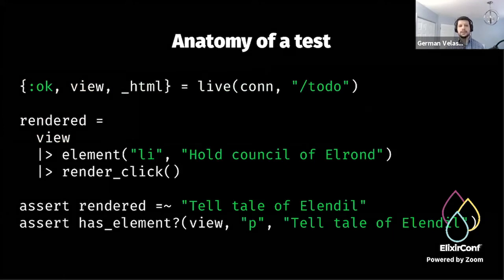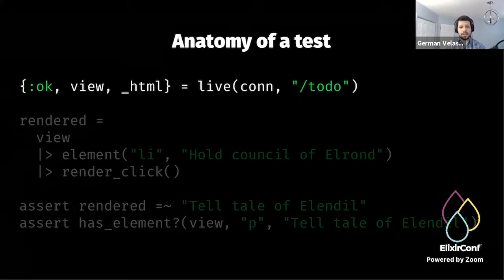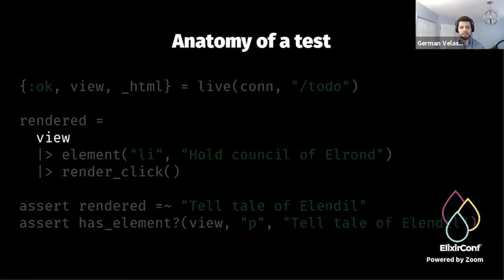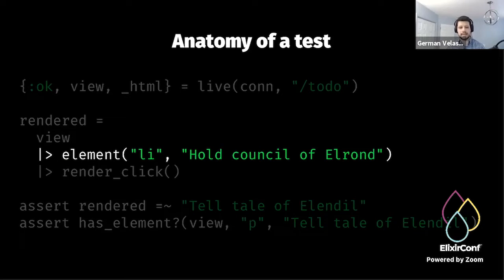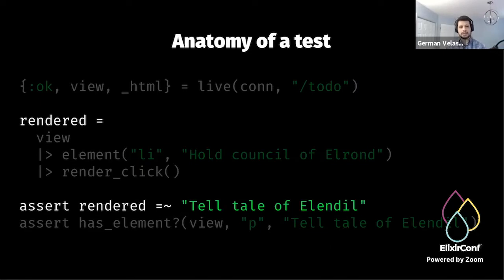Okay, let's talk about the anatomy of a test. Roughly speaking, what will we see? I'll talk about each of these groups in detail in a second. We'll just go over the whole anatomy. So we'll usually be mounting the LiveView, grabbing that view, targeting an element on the page. In this case, we're targeting a list item, for example, and then we're going to perform an action on that element. In this case, we're going to click on it.